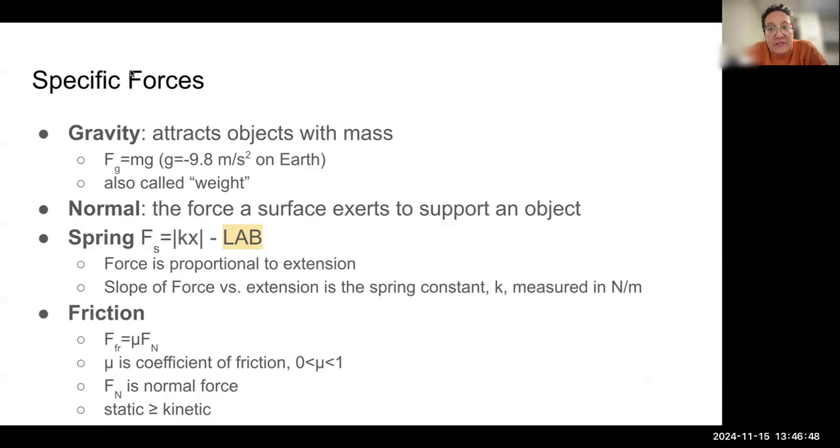Friction is equal to mu times the normal force. So there's only two things that impact friction. Mu is the coefficient of friction. It's between 0 and 1, and it tells us how rough the surfaces are. Normal force, Fn, again, is the support force, but it also tells us how much they're being pushed together.